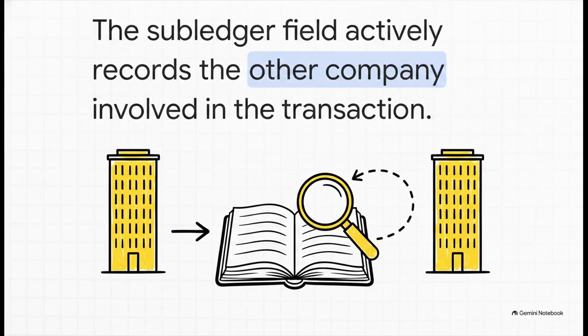Expanding on that just a bit, the system uses that subledger field to actively record the other company involved in the transaction. So if Company 1 is doing business with Company 2, the subledger simply becomes the address book number of Company 2. It's a brilliantly simple design, but it makes one setup step absolutely mandatory. All of your companies must be properly set up in the JD Edwards EnterpriseOne address book system for this automated tracking to actually work.